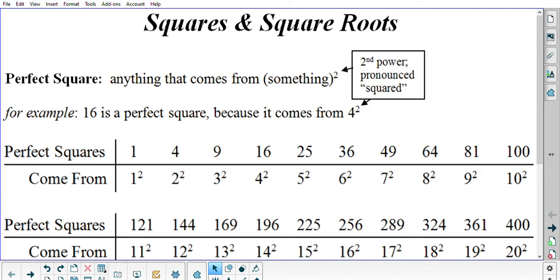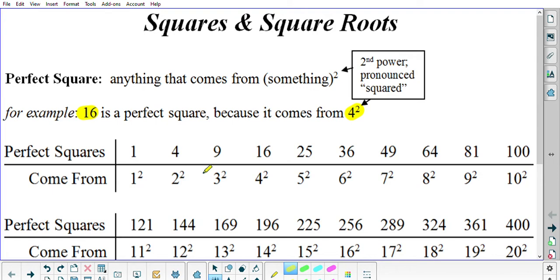What does that mean? Well, a perfect square is anything that comes from something being squared or something being taken to the second power. For example, 16 is a perfect square. Why? Because it comes from 4 squared, 4 to the second power. And so any number that comes from something being taken to the second power, something being squared, that answer, in this case 16, is an example of a perfect square.